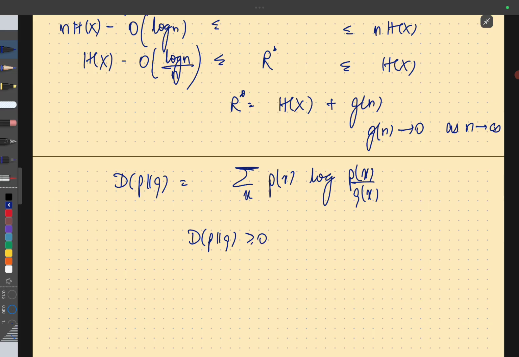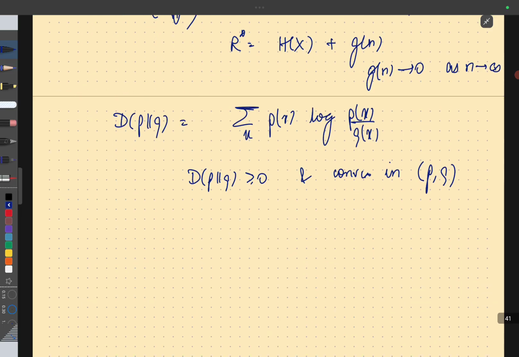And the KL divergence is always convex in the pair P, Q. Right? All of these were essentially consequences of Jensen's inequality.